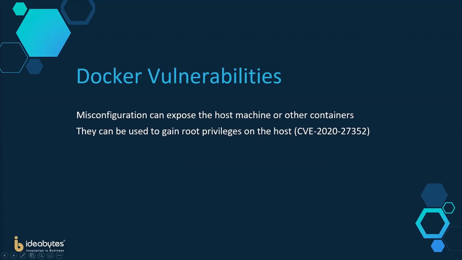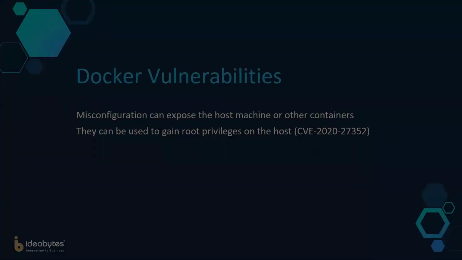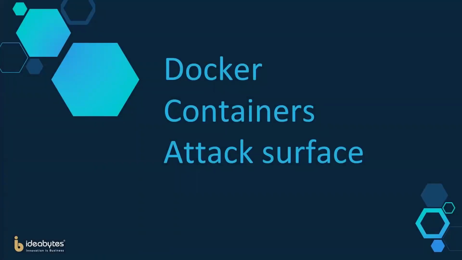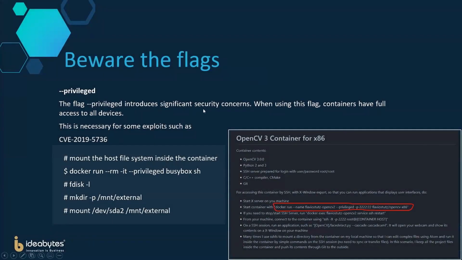So let's move to the container. Docker can also be attacked using malicious containers or dangerous command line flags. Let's look at an example of a container image. This is the OpenCV3 container image. You can find it on Docker Hub and GitHub. And this is the README of the container.